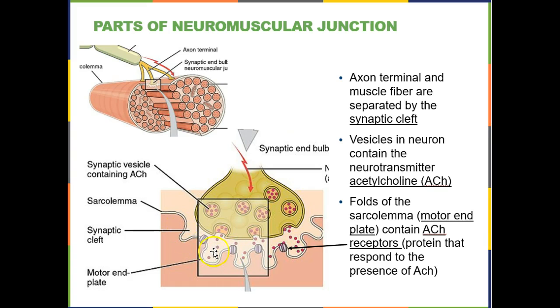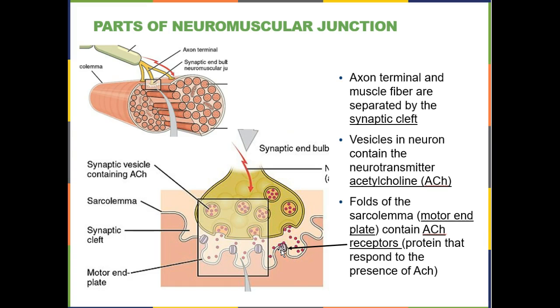On the other side of the synaptic cleft is a special region of the sarcolemma where you see all of these folds. That is called the motor end plate. It gets a special name because it has a special function. What makes your motor end plate special is that it contains these proteins here called acetylcholine receptors.